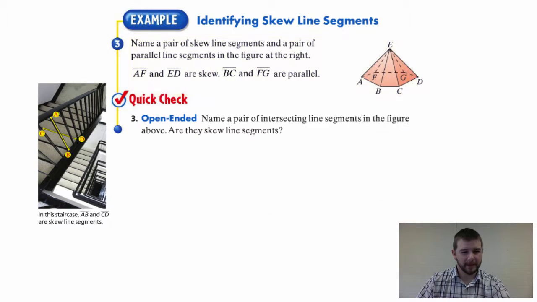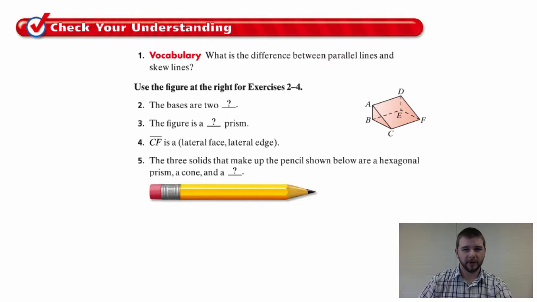And your quick check problem is open-ended. Name a pair of intersecting line segments in the figure above. Are they skew line segments? And check your understanding problems from this section.